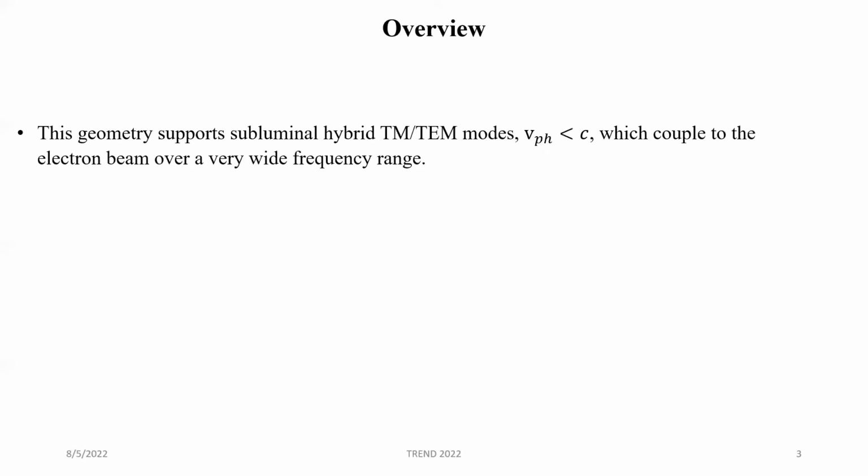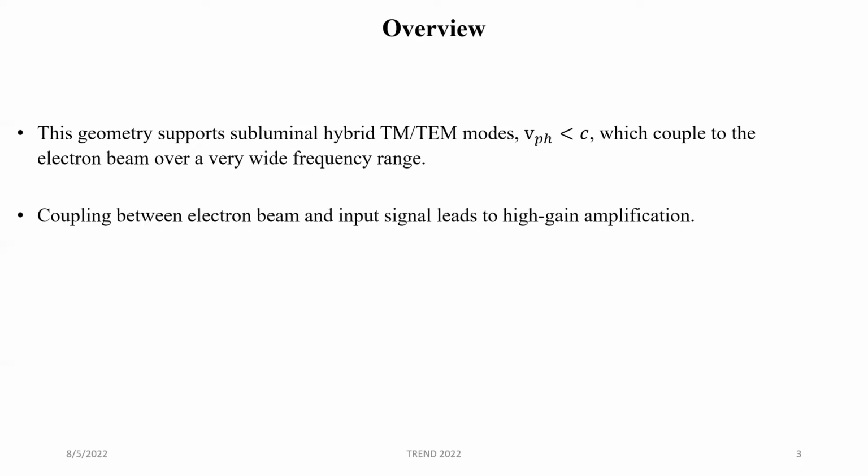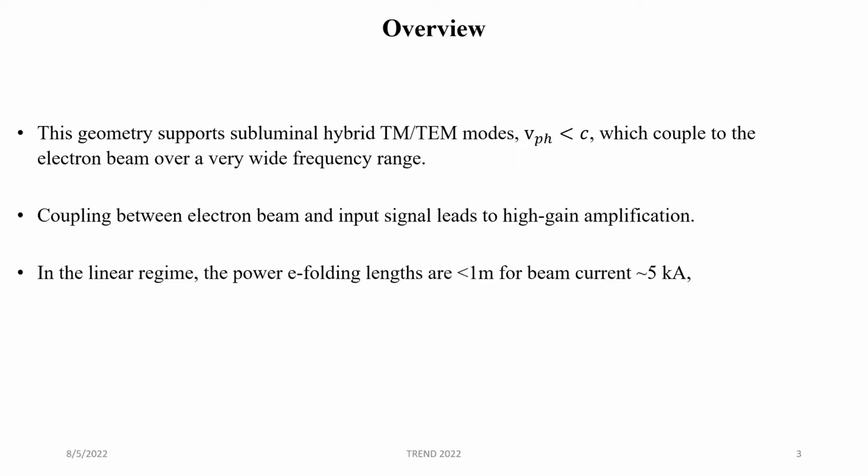So to continue the overview, this geometry supports a subluminal hybrid TM/TEM mode, and subluminal just means that the phase velocity is below the speed of light, and this is able to couple to the electron beam over a very wide frequency range. So this coupling occurs between the electron beam and the input signal, and we get high gain amplification.